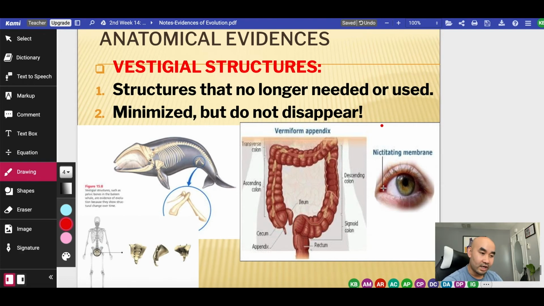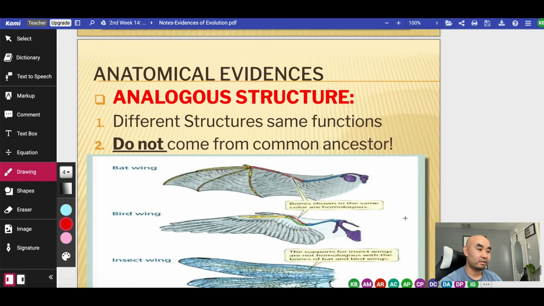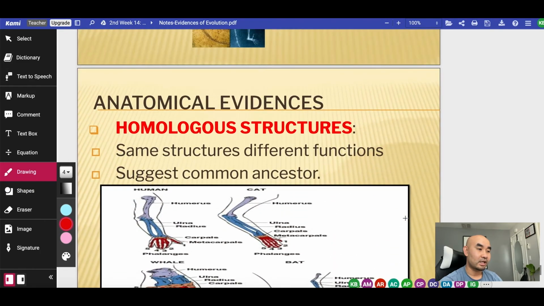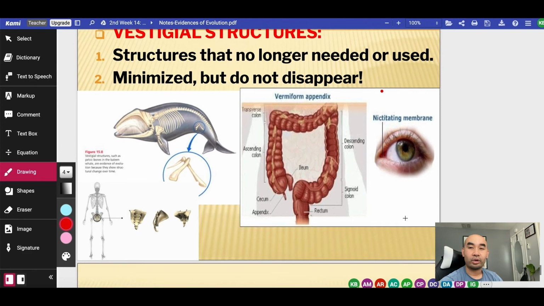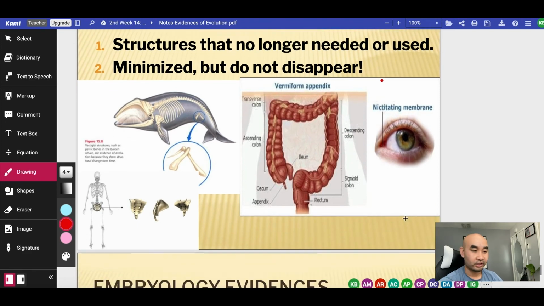And then in the corner of the eye, what we call a nictitating membrane, right? It's a remnant we don't need anymore, but it might suggest that maybe we evolved with other lizards and stuff, where they have a membrane that covers their eye because they cannot blink, but we do blink. So maybe we no longer need it. So that's the three types of anatomical structure that support or do not support the theory of evolution, right?